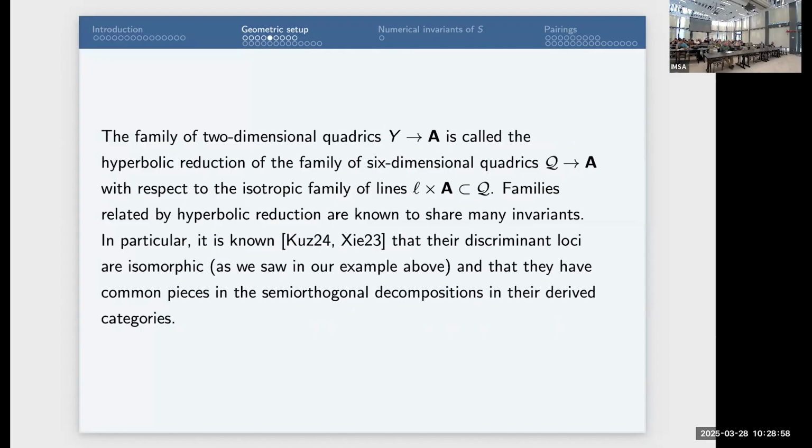Just terminology, the family of two-dimensional quadrics Y over A is called the hyperbolic reduction of the family of quadrics with respect to the line L. Families related by hyperbolic reduction are known to share many invariants. In particular, the discriminants are in general isomorphic, which we just saw explicitly. That they have common pieces in automatic position in the derived category.